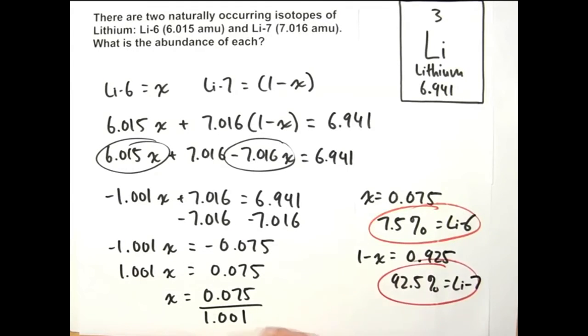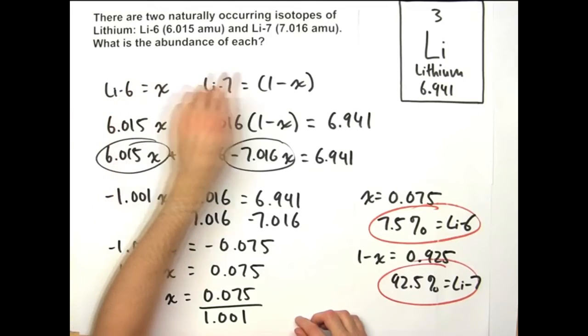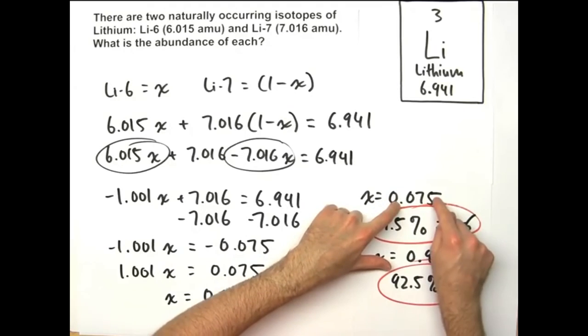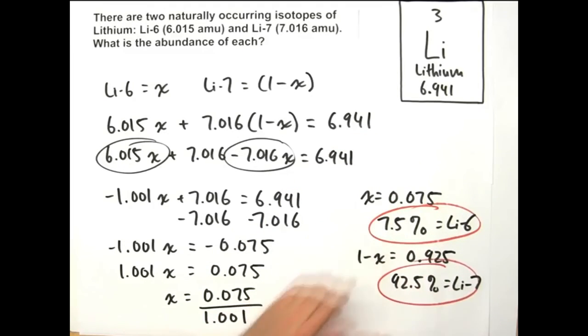So once again, the only really tricky thing is we had to set one of these isotopes equal to x, and the other we set to 1 minus x. Then we work through the math, and you want to obviously remember to take these decimals that you get at the end and turn them into percentages by multiplying by 100.